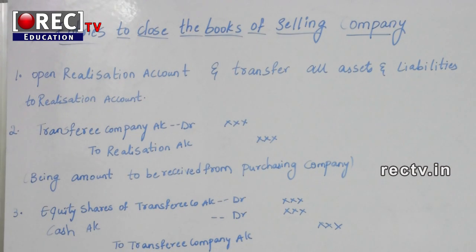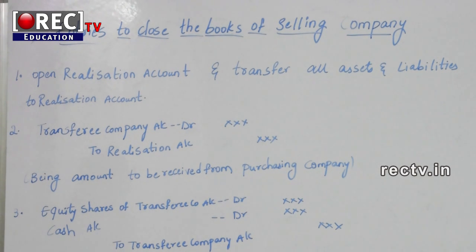Now after amalgamation, let us see what the entries are to close the books of the selling company. Because their business comes to an end, now we have to close their books of accounts also. These are the entries that have to be recorded in the books of the selling company to close the books of accounts. First we have to open a realization account and transfer all the assets and liabilities of the balance sheet to the realization account.